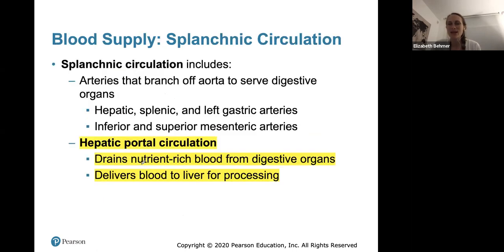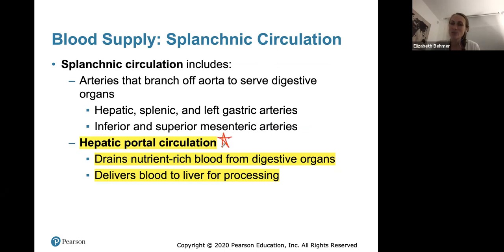Then blood supply. So your digestive system has its own blood supply. It's called splanchnic circulation. These will be specific arteries that branch off of the aorta to serve all of your digestive organs. And you'll have different arteries depending on where they're going. Hepatic will go to the liver, splenic will go to the spleen, gastric will go to the stomach, inferior and superior mesenteric arteries will go to your intestines. This is something I do want you to know, though.